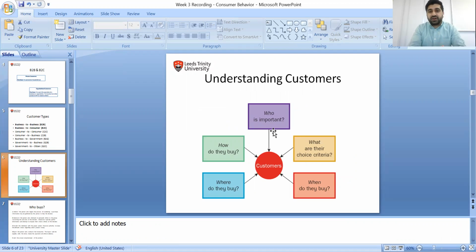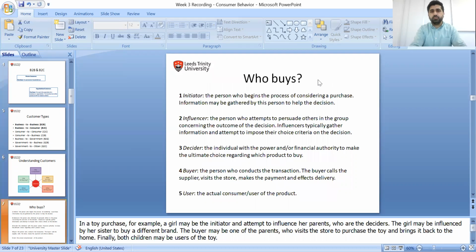So, understanding customers. All marketers, all business professionals, are trying to find out about the customer's needs and behavior: what customers basically want to buy, how they buy, what is important for customers, what their choice criteria are, and when they buy. So these are different factors. All marketers and management try to find them out, and they will make strategies accordingly.